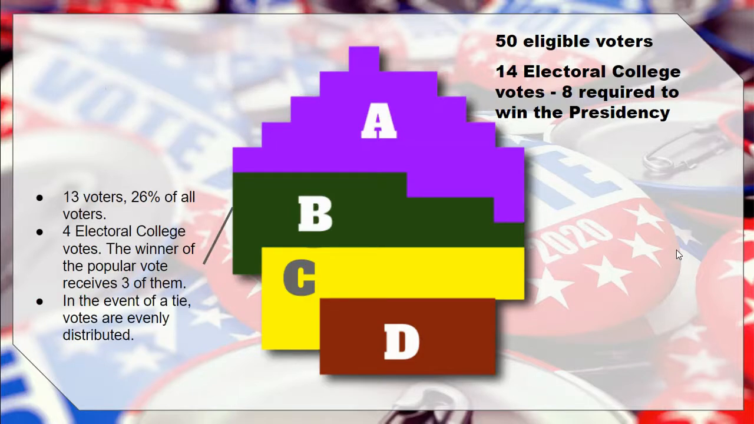State of B, 13 voters. They have four electoral college votes. However, this is not a winner take all state. They do distribute them based on place. So the winner of the popular vote in the state of B is going to receive three of the electoral college votes, and the runner up will receive the last one. In the event of a tie, votes will be evenly distributed, even if that means that we have to look at rational numbers, meaning fractions, decimals.